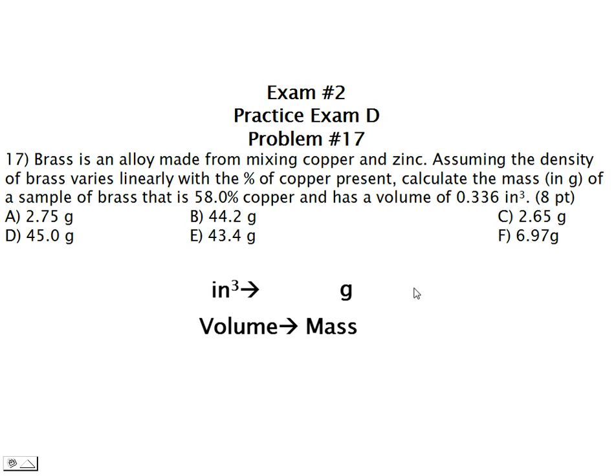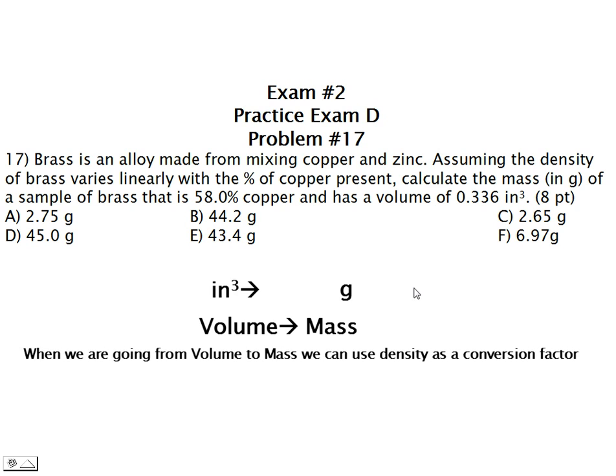Since we're going from a volume to a mass, we can use density as a conversion factor. With the given information above, we can definitely find density. And density is just mass over volume with the units of grams over centimeters cubed. Now the bridging factor between inches cubed and grams would be centimeters cubed. So our flowchart will look like inches cubed going into centimeters cubed into grams, since we're going from a volume to a mass.